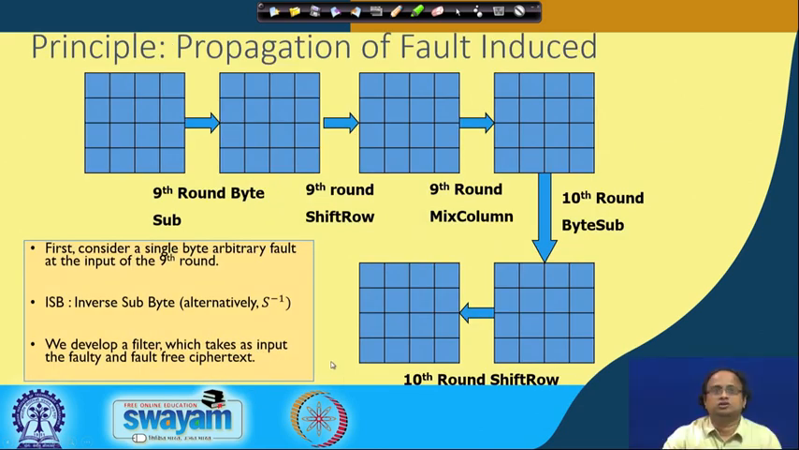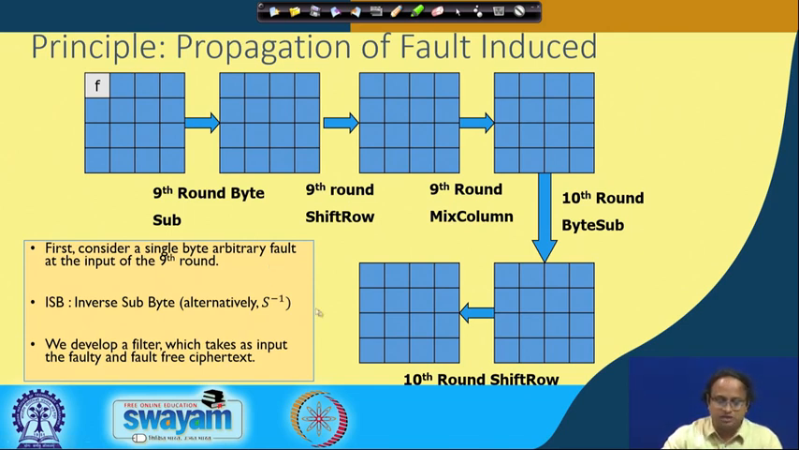So, now let us try to see how the fault propagates. In particular, just to understand the principle, let us consider AES 128, where the fault has been induced at the input of the 9th round. Suppose, imagine that the fault takes any random value. Let us denote it by f, which basically means it is any arbitrary value.